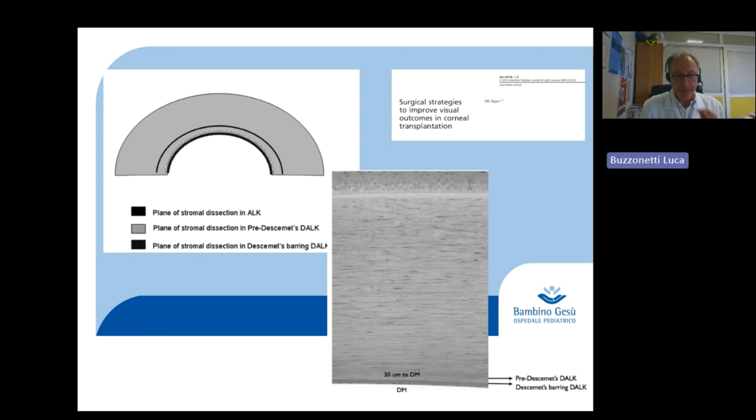But when the depth of the dystrophy site increases, obviously the surgical approach has to change, and depending on the depth of the layer involved, we can perform an anterior lamellar keratoplasty or a DALK with a stromal dissection or a Descemet baring, usually achieved by big bubble technique.